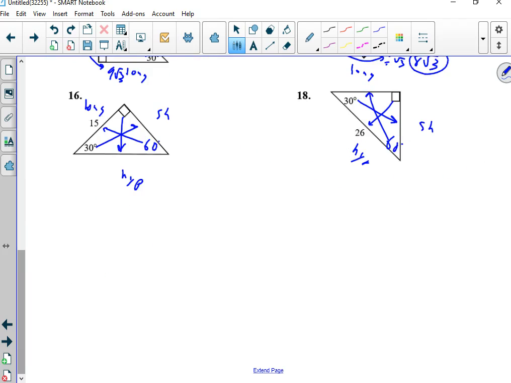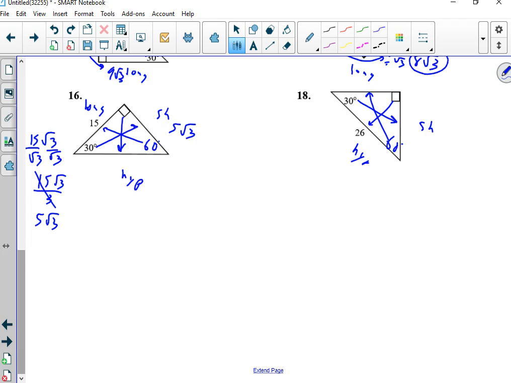Okay? Number 16. I'm at the long again. I got to get to short first. So that's 15 divided by radical 3 again. I'm going from the long to the short, so I divide. I have to rationalize. 15 radical 3 on the top and 3 on the bottom. Nicely it cancels. 3 goes into 15 5 times. So that's 5 radical 3. That's my short side.